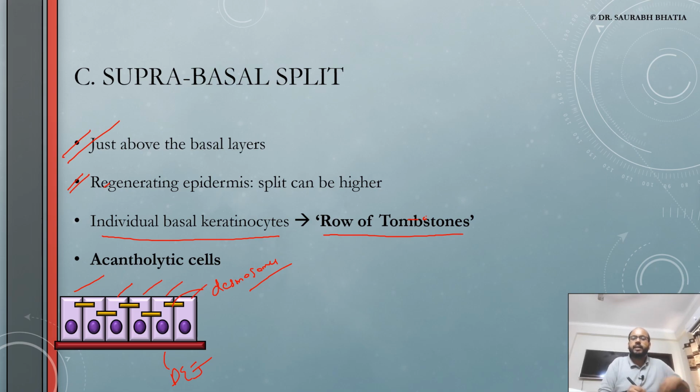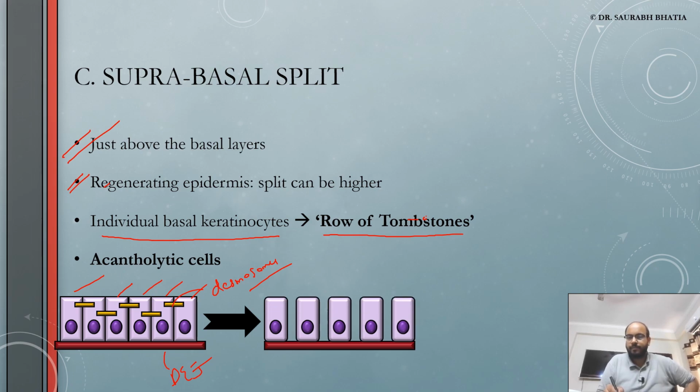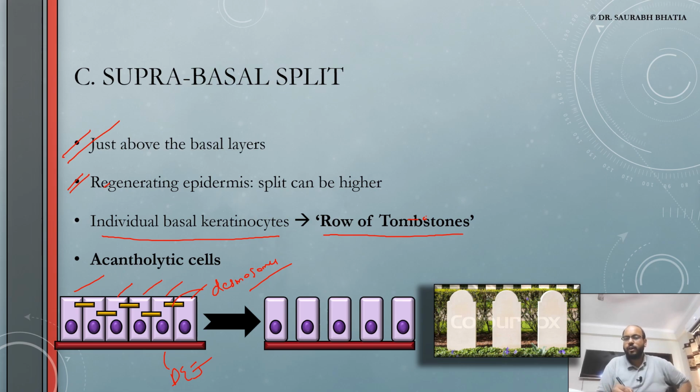Okay. Now these vertical desmosomes are attached to the cells above. The horizontal desmosomes are attached to the neighboring cells. If these desmosomes are destroyed, the cells will become separate. Okay, they will become separate and they will give the appearance of a row of tombstones. This is a tombstone like you have in graveyards and cemeteries. And this looks like a row of tombstones, and that is what we mean by row of tombstones appearance.